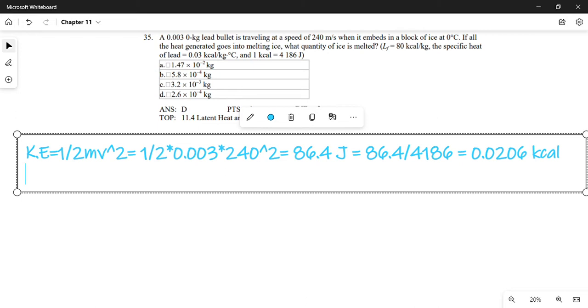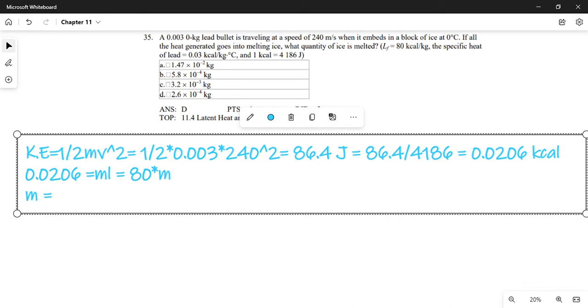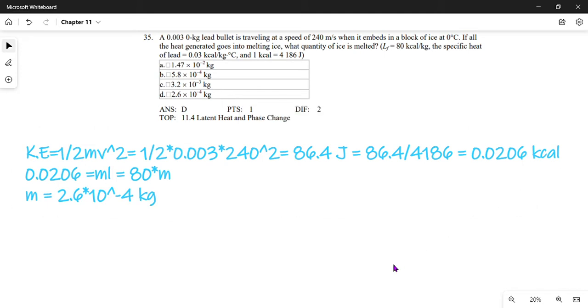The kinetic energy will be equal to the energy that is required for the phase change. We don't have m, we want to know it. We have LF, which is 80, so it's 80 times m. You can solve this. M equals 2.6 times 10 to the power negative 4 kilogram. So the answer is D.